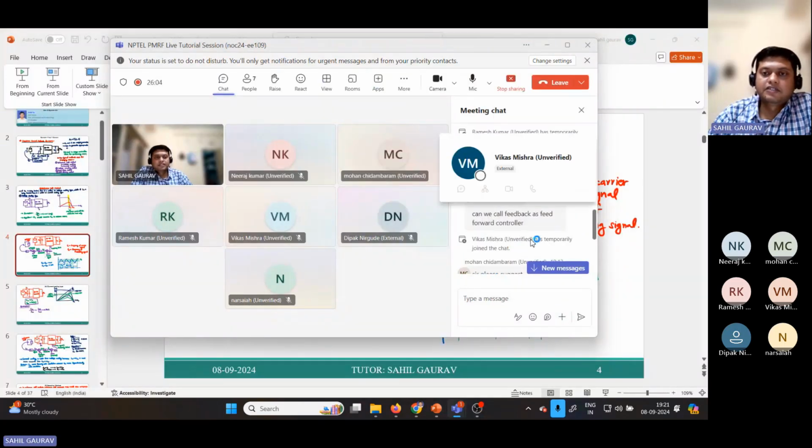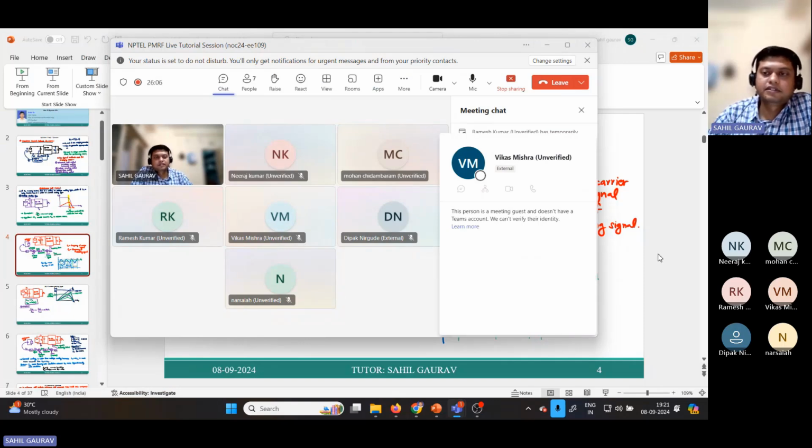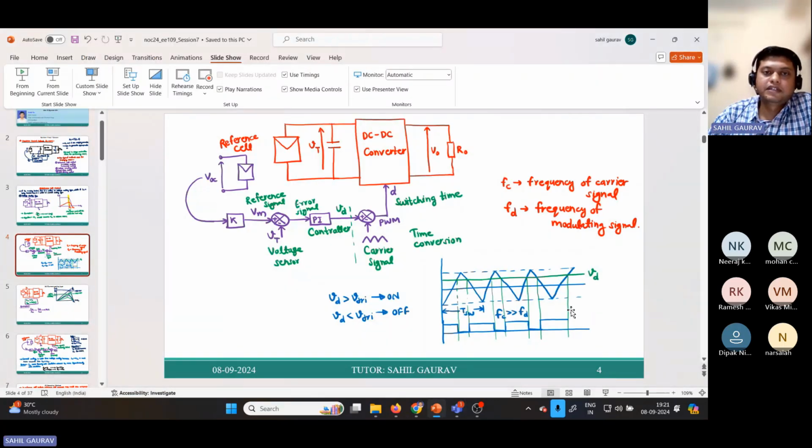Can we call feedback a feed forward controller? No, feedback is not the same as a feed forward controller. It is something different.